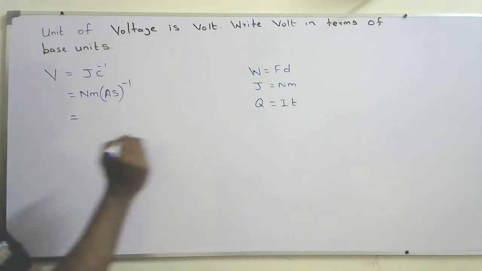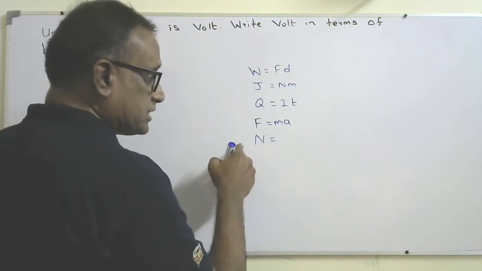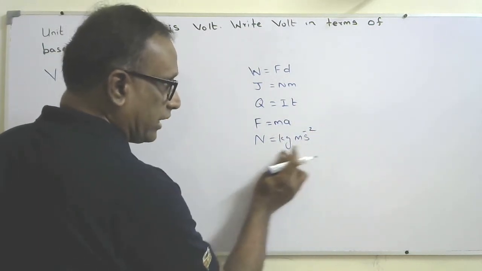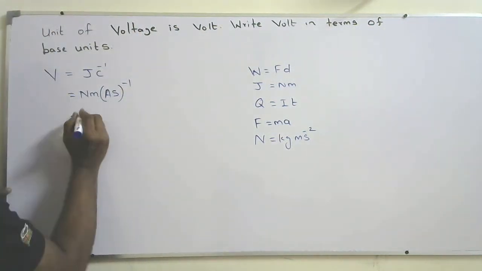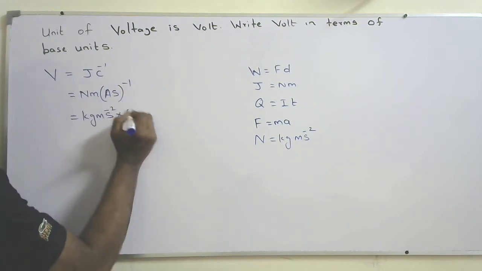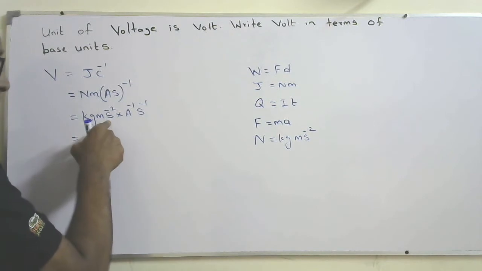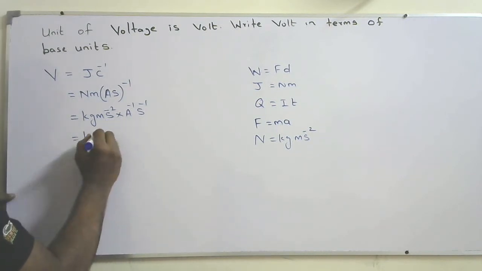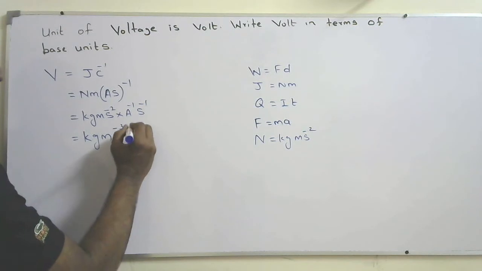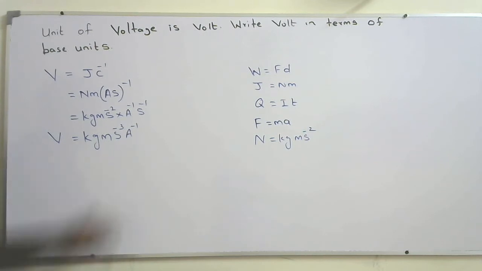So Newton, I can write by using F equals ma. Unit of force is Newton. Mass is kilogram. Acceleration is meter per second squared. You can see they all are base units, right? So instead of Newton, I can write kilogram meter second minus 2. Kilogram is a base unit, meter is a base unit, second is a base unit, ampere is a base unit. So kilogram meter squared second minus 3 ampere minus 1. This is volt as a derived unit in terms of base units.